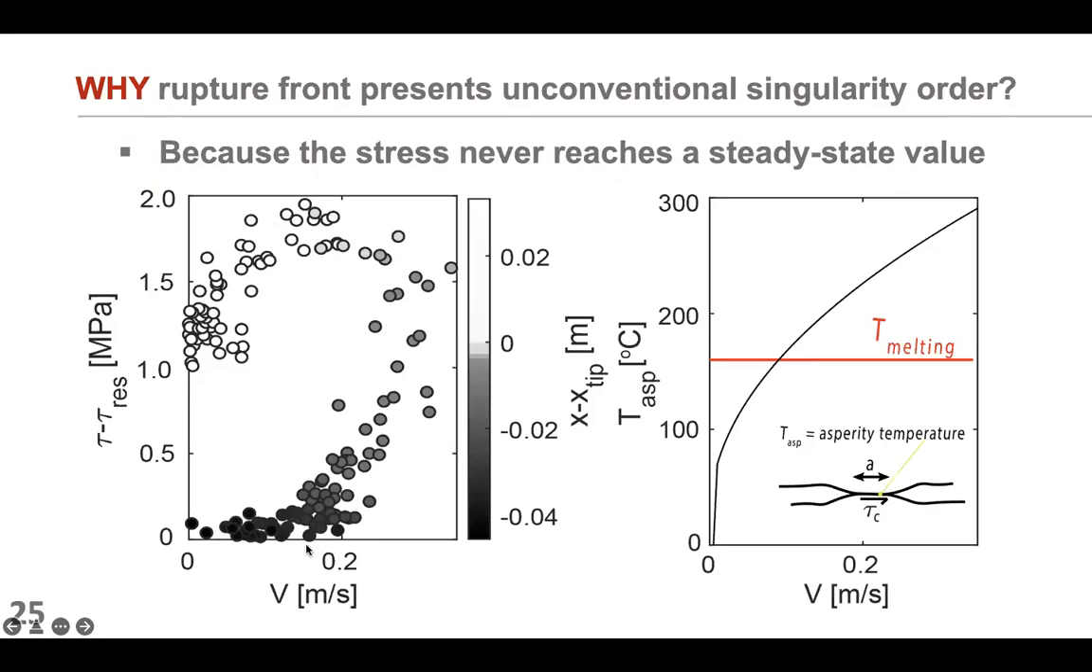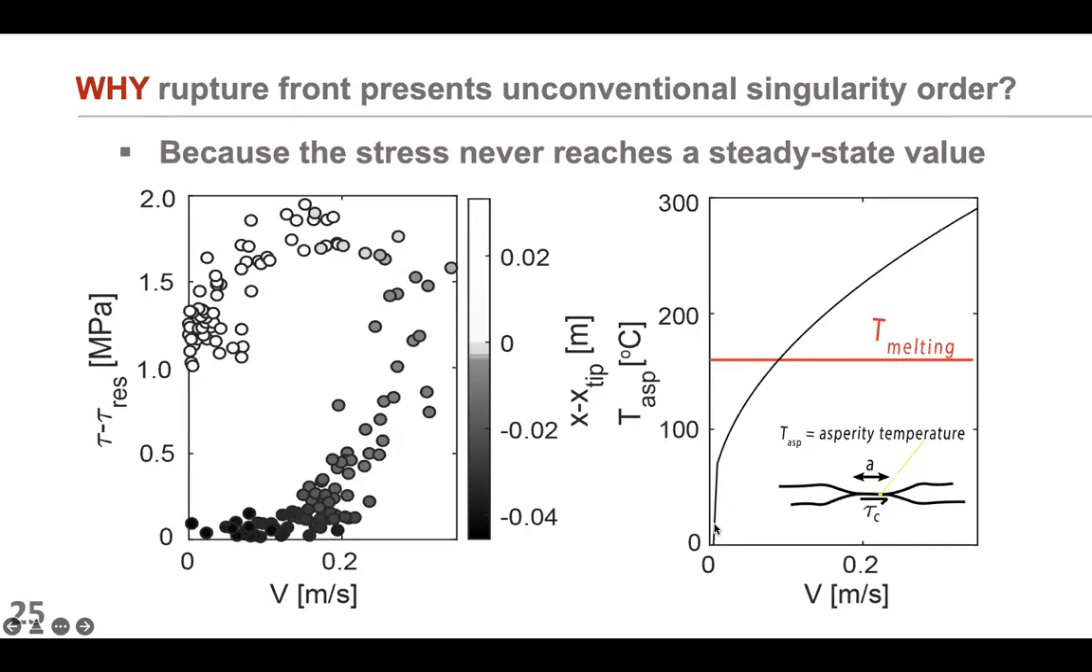It is probably related to a flash heating phenomenon. So what is flash heating? Probably you all know, but it's related to the melting of asperities along the interface during rupture propagation. And so what we know is that at the scale of experiments, we are able to model the rise of temperature that is expected to occur at a given asperity during rupture experiments.